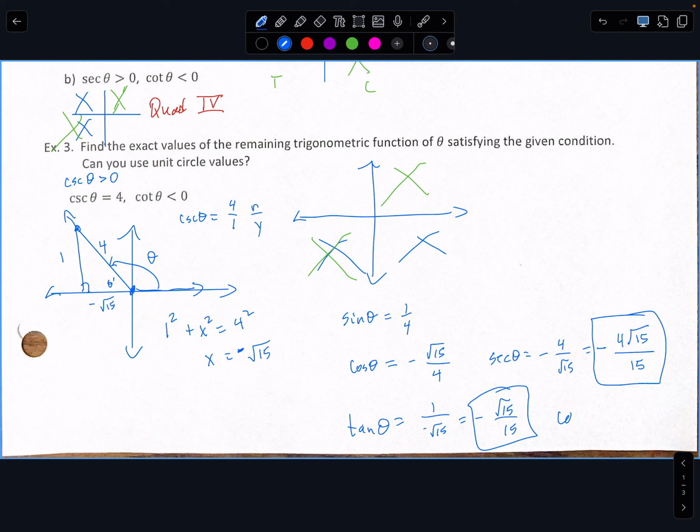Or 15. And cotangent of theta is, I would be thinking about this. The reciprocal of that puts the negative root 15 in the numerator. Cotangent is x over y, and that's just going to end up being negative square root of 15.